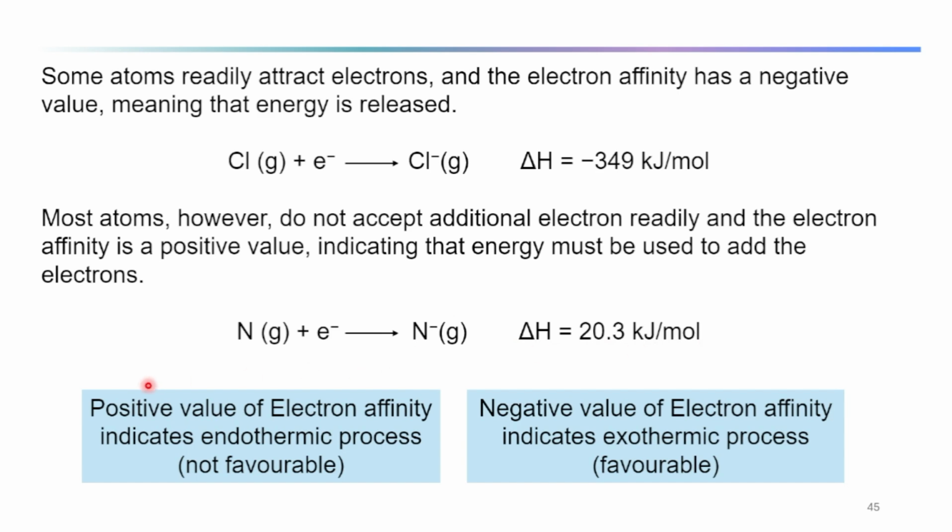Now, things to remember: a positive value of electron affinity indicates an endothermic process, which is not favorable. That means you have to invest energy, you have to put in more energy. And a negative value of electron affinity indicates an exothermic process, which is favorable and readily acceptable. It means chlorine is readily taking the electron. Similarly, fluorine is readily taking the electron. So if the electron affinity is negative, the process is favorable.